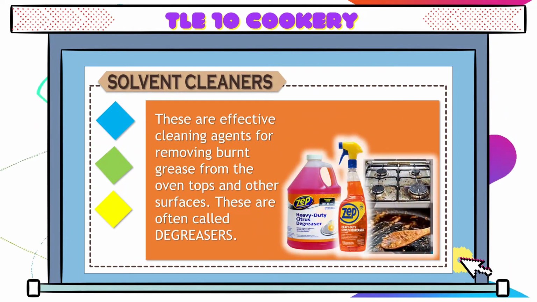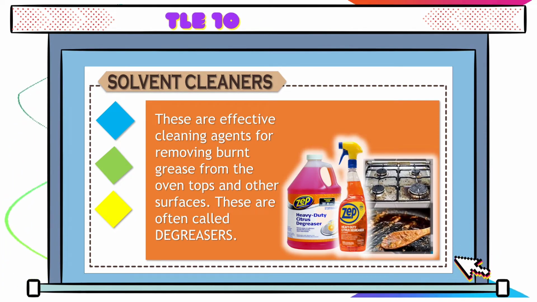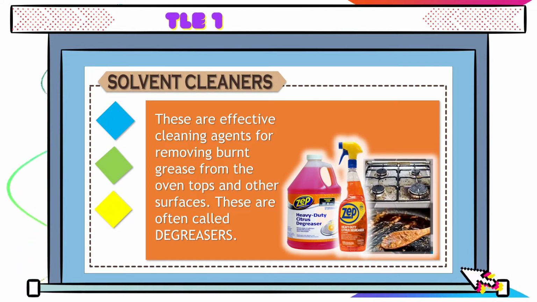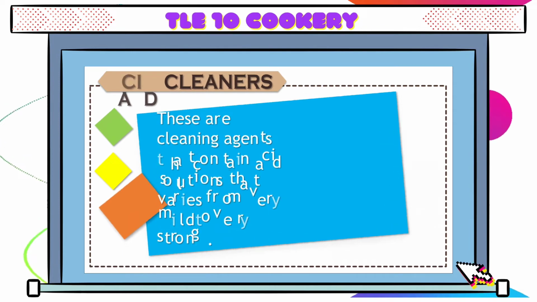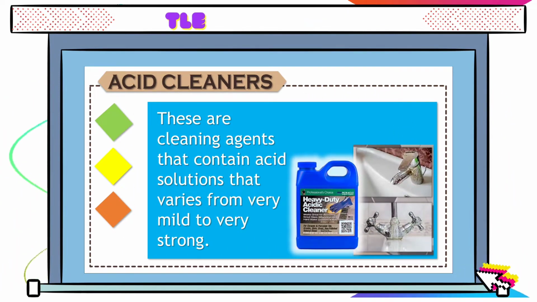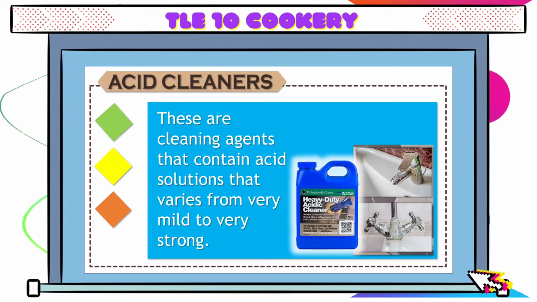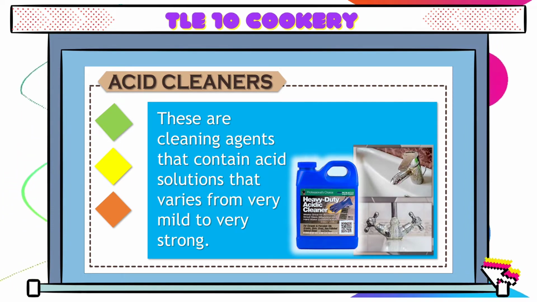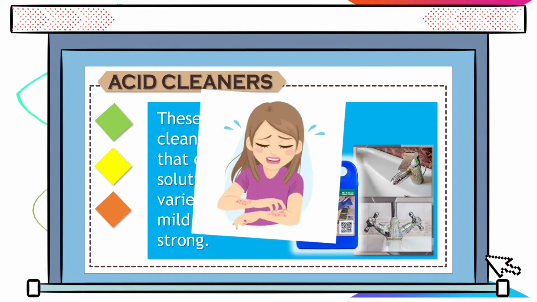Solvent cleaners. These are effective cleaning agents for removing burnt grease from the oven tops and other surfaces. These are often called degreasers. Acid cleaners. These are cleaning agents that contain acid solutions that vary from very mild to very strong. But a reminder, please be careful in using this as it can irritate the eyes and the skin.